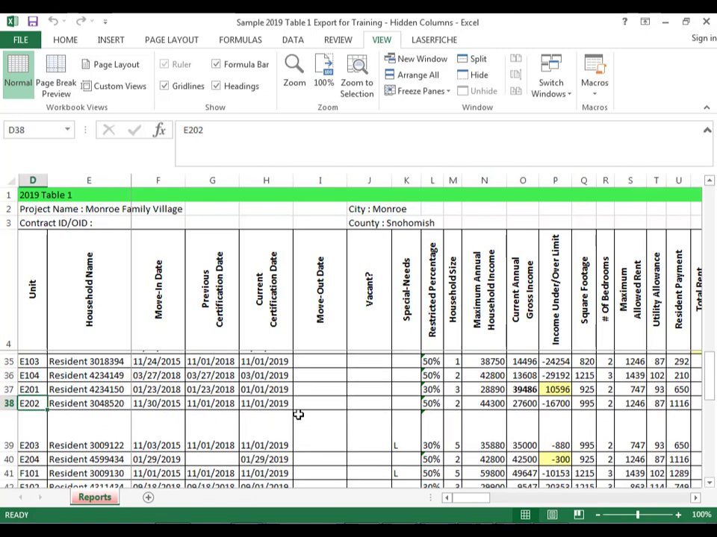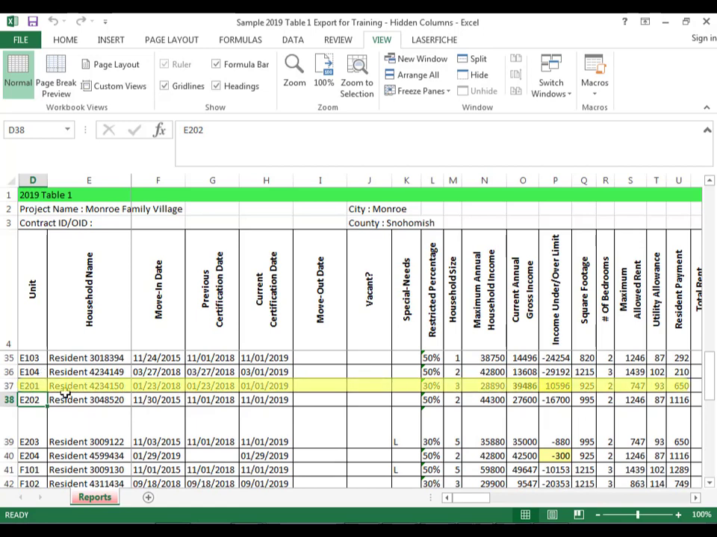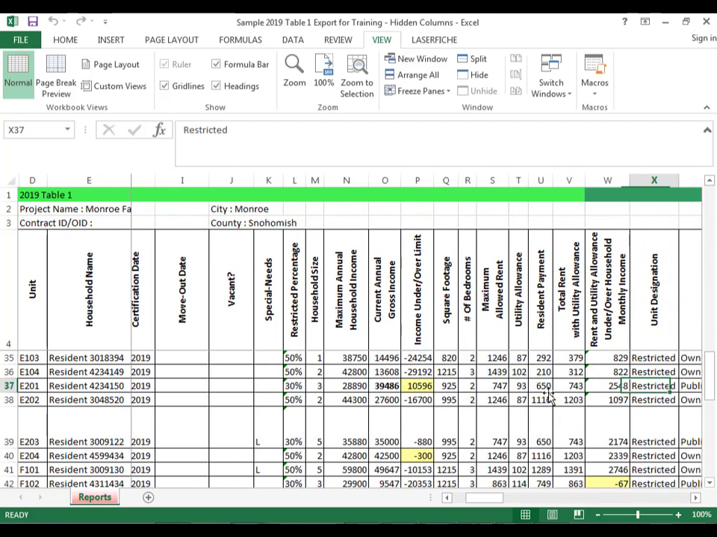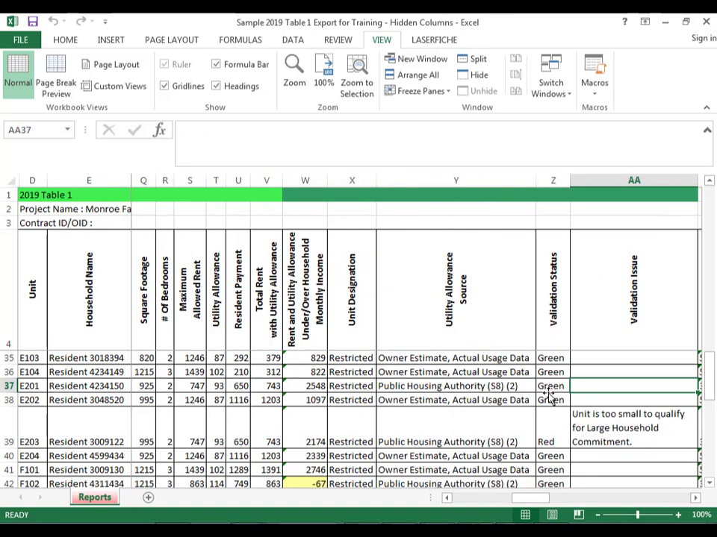The next household that I'm going to look at is E201, and with this household, that's the highlight in that new column that I talked about, the income under or over the limit. This household moved in 2018. On their 2019 recert, their income is now $10,596 over the limit. That's not 140% of the limit, so that is not going to generate a validation issue.